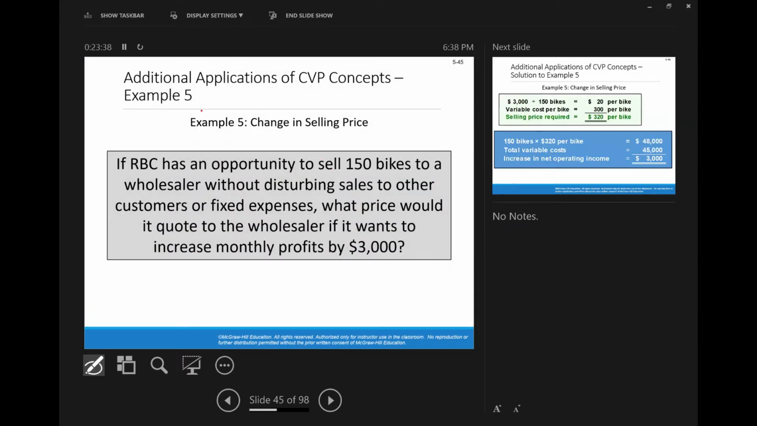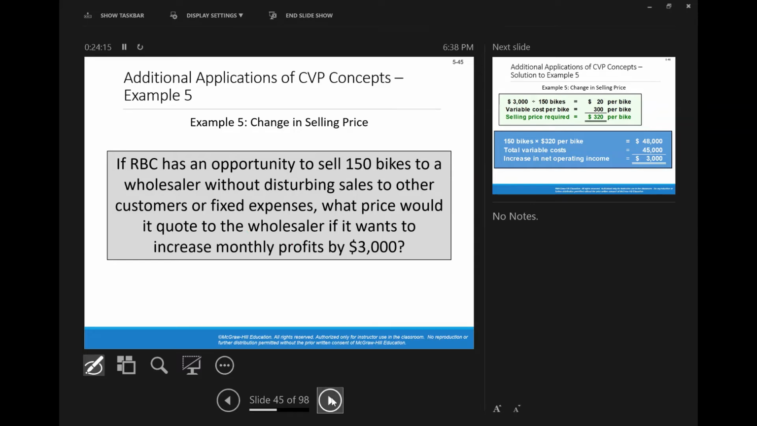Okay, so RBC has an opportunity to sell 150 bikes to a wholesaler who's not distributing sales to other customers or affecting fixed expenses. What price would it quote to the wholesaler if it wants to increase monthly profits by $3,000? So we have an opportunity to sell 150 bikes to a wholesaler.